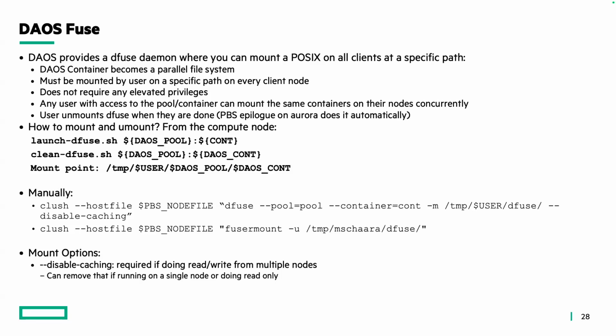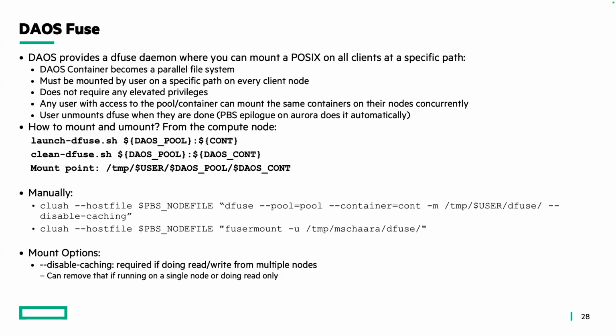You do need access to the pool and the container that you are accessing, of course. If you do not have permission to a pool or a container that you want to mount, you won't be able to mount it. Once you are done, you can unmount dfuse, but you don't have to, because there's a process in the PBS epilogue. Once your job is canceled or exits, it will do it automatically on Aurora, basically.